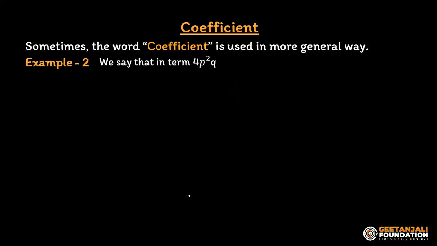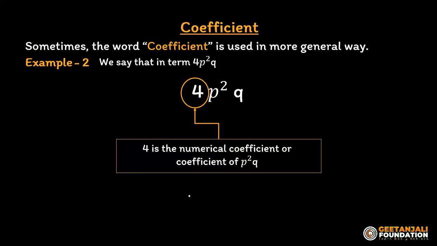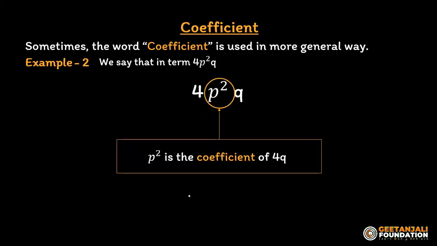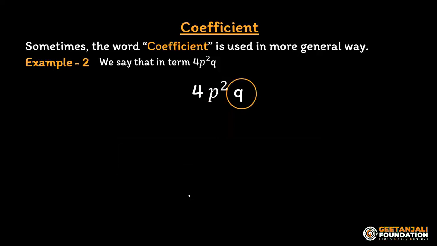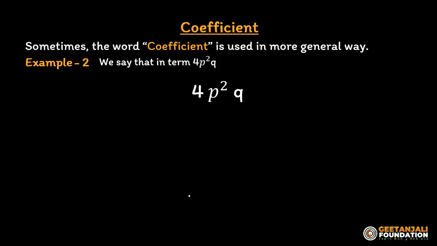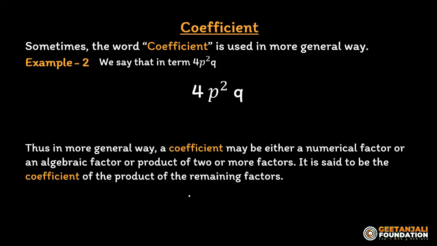Let's take one more example. Suppose we have 4p square q as a term. In this we can say 4 is the coefficient of p square q, or we can say p square is the coefficient of 4q. We can also say that q is the coefficient of 4p square. So this concept is a little bit different. You may come across this many times. This is a more general way: a coefficient may be either a numerical factor, or an algebraic factor, or a product of two or more factors.